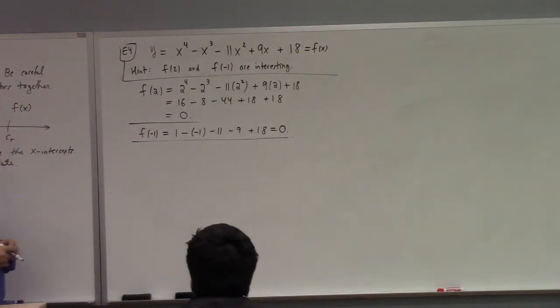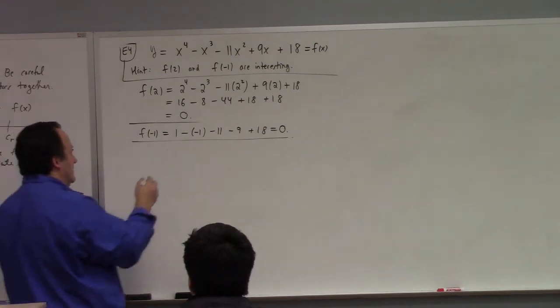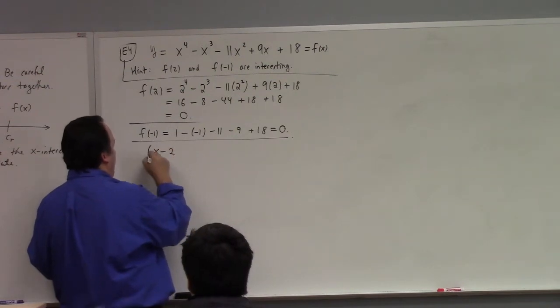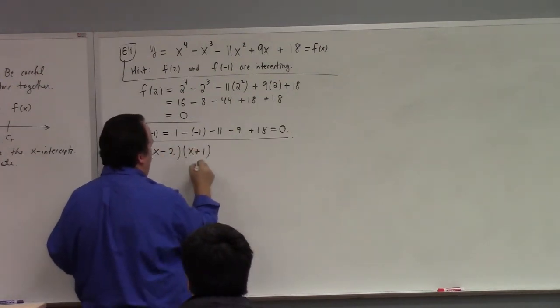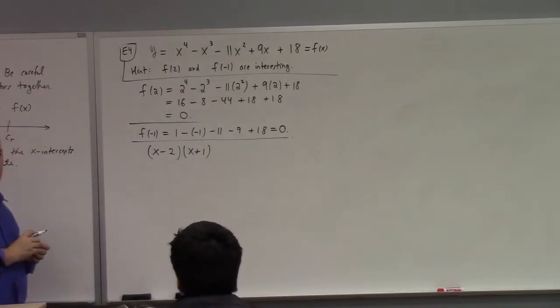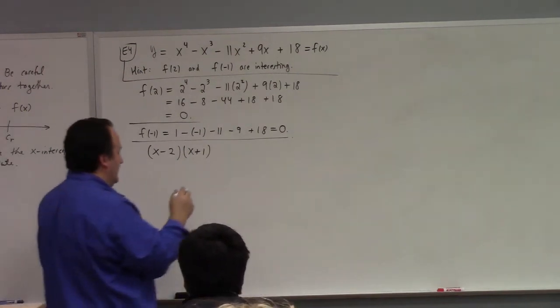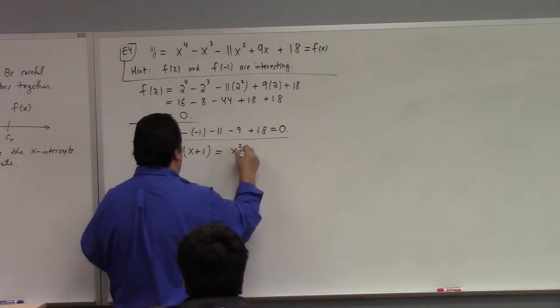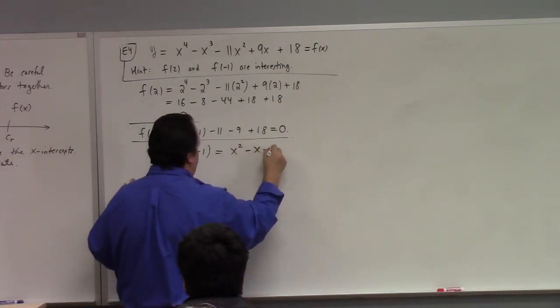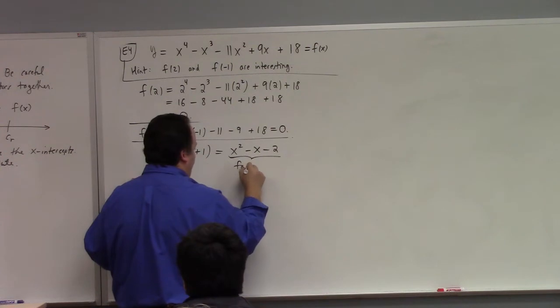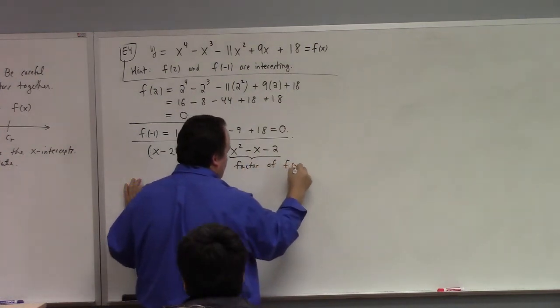Aha. So then what does this mean? We know that f of 2 is 0 and f of minus 1 is 0. What does this do for us? How does this help? That tells you that those are x-intercepts, right? But more to the point, it means that x minus 2 and x plus 1 are both factors of f of x, right? Which means that the product of them is also a factor. So this is x squared minus x minus 2. This is a factor of f of x, right?